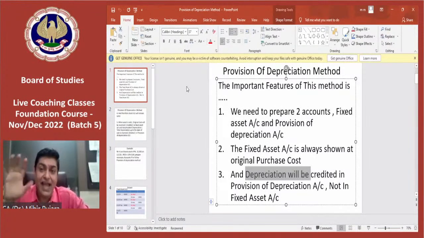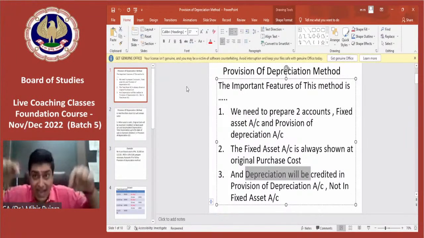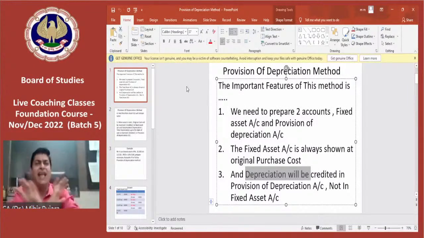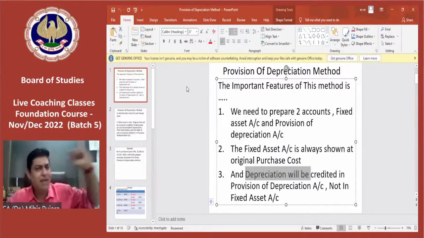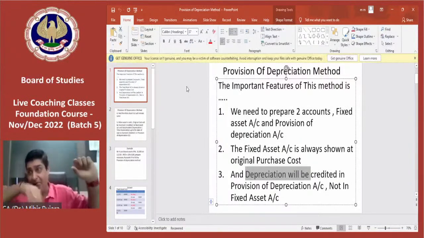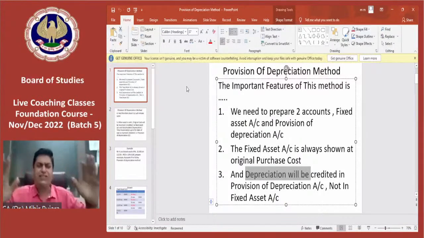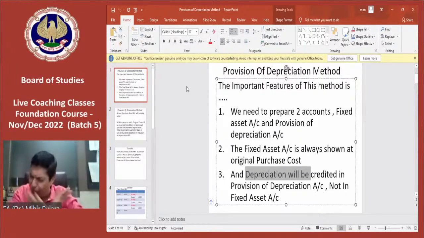So guys, accept this method, our rule is damn easy, damn clear. On the debit side, we will write purchase of asset or opening balance of asset. On the credit side, we will write depreciation and closing balance, right? If we purchase the asset, we will put it on the debit side of the asset account. If we sell the asset, we'll put it on the credit side of the asset account. This was our routine, correct, logical, feasible principle.